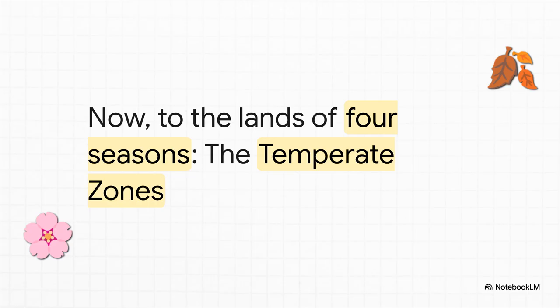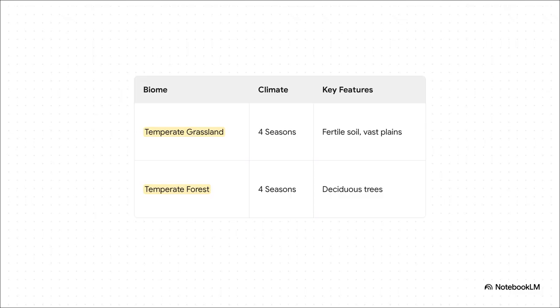All right, let's leave the extremes behind and move away from the equator. We're arriving in the mid-latitudes, the temperate zones. And the defining feature here isn't constant heat or constant dryness, but constant change. Yep, the four seasons. And this is such a cool example of how things work.